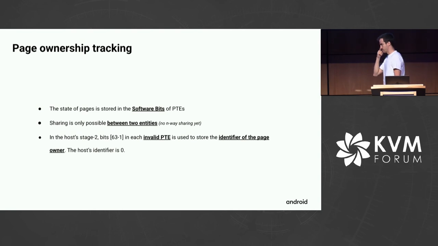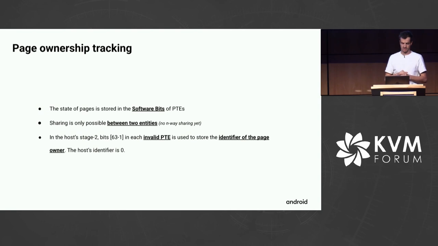The way we track ownership is implemented at the page table level itself. The hypervisor maintains its own page table, as well as the guest page tables and the host page tables. To see which pages are owned by whom and shared with whom, we use software bits in the page table entries. So we have four bits defined in the Arm architecture that are reserved for software use. We use them exactly for that. We have restricted sharing to only be a peer-to-peer thing for now, for simplicity. So we don't allow N-way sharing where you would have three or more entities sharing a page. That's for simplicity reasons.